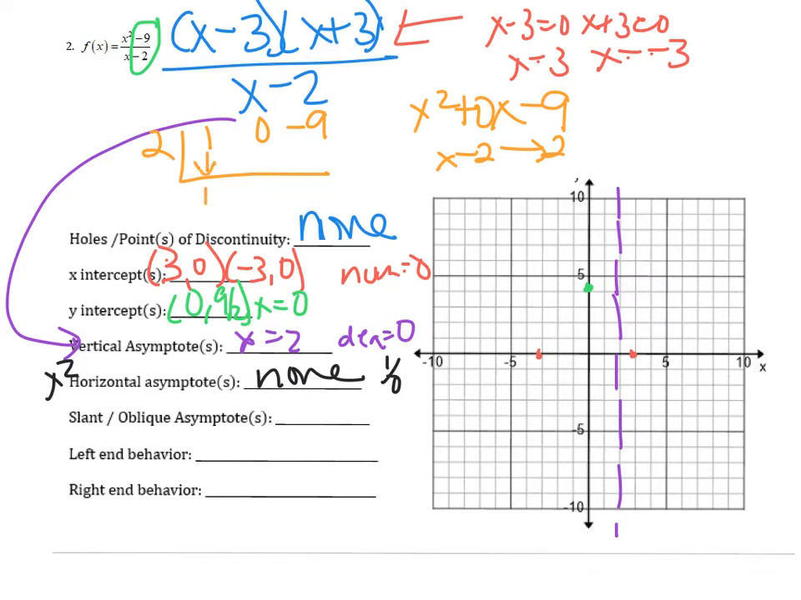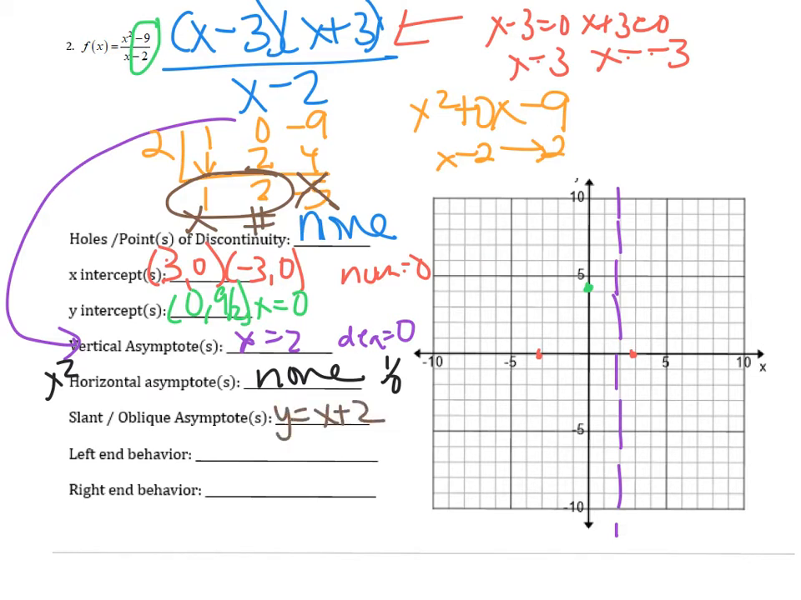So then bring down the 1. 2 times 1 is 2. 0 plus 2 is 2. 2 times 2 is 4. Negative 9 plus 4 is negative 5. And remember, we don't need our remainder. All we need is this. This is my coefficient for x. This is my constant term. So my slant is going to be y equals x plus 2.